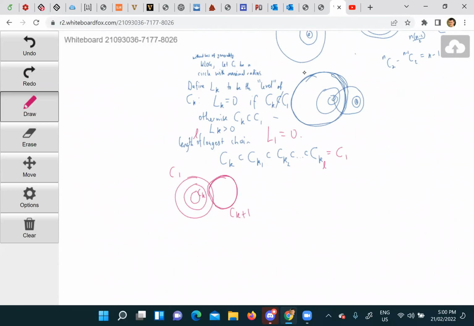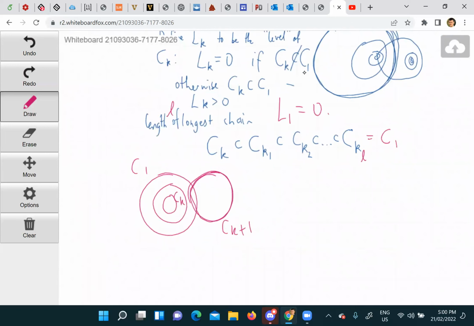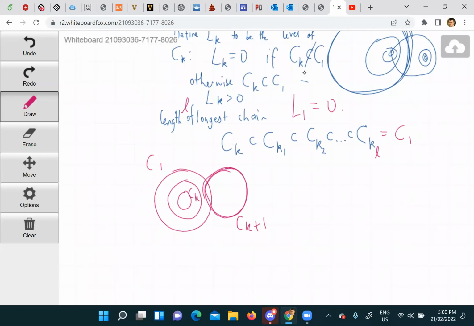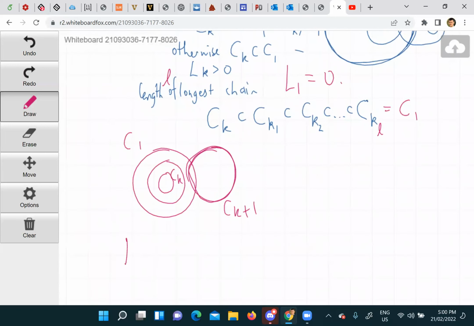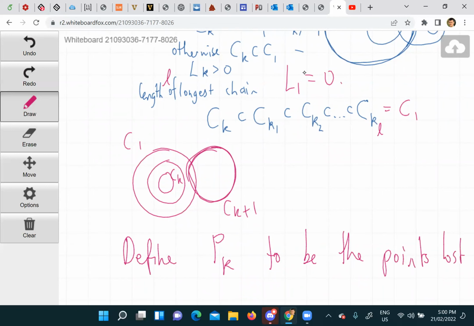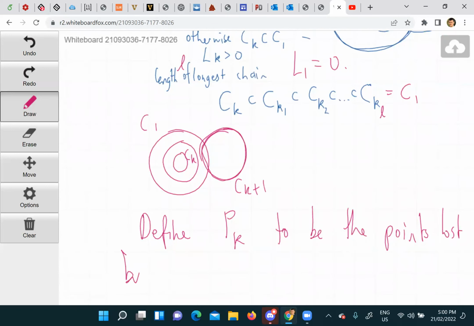So we're imagining we're putting everything in sequence. So we're doing C1, C2, C3. So now define PK to be the points lost by this kth circle. Okay. Does that make sense?